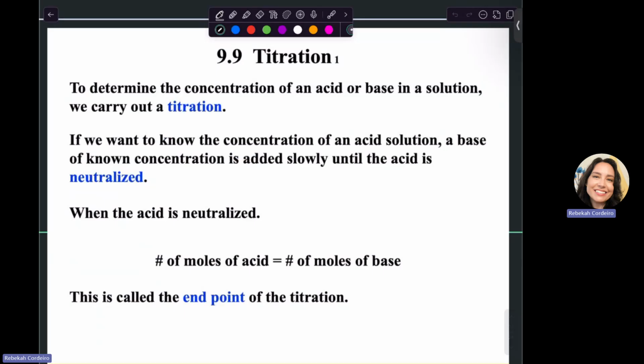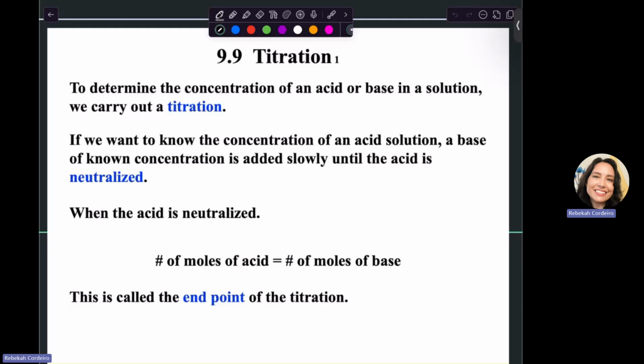The titration is just an experiment to determine the concentration. It could be of an acid or base. We're specifically talking about acid-base titrations today. But to determine the concentration of something we don't know by using something we do know the concentration of. So comparing those two substances will allow us to get an unknown concentration.